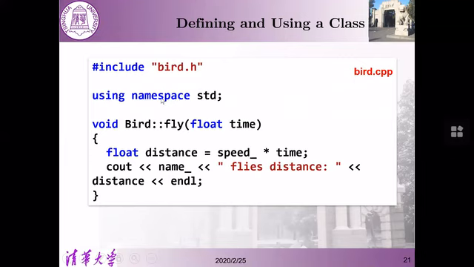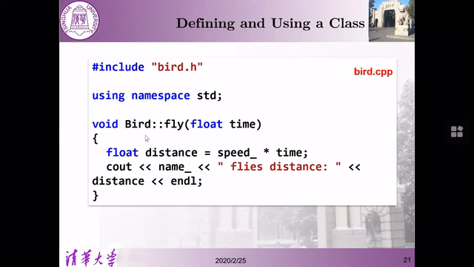And this is the source file corresponding to the class definition. So member functions can be defined either in the header file or in the source file, like this, with this scope resolution operator. If we define them in the header file, then they will default to inline.